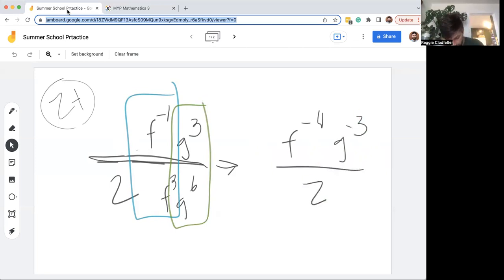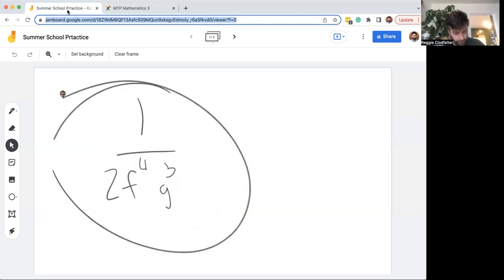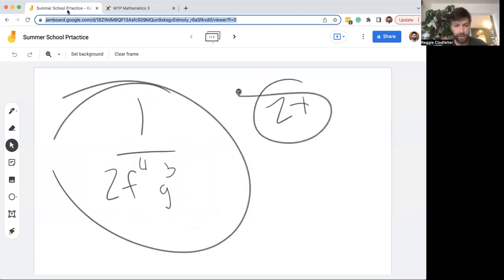I want no negative exponents, so I'll move those onto my denominator. And now, when there's nothing left on my numerator, that 1 that we disappeared in the beginning is going to come right back. So we're going to have 1 over 2 times f to the 4th, g to the 3rd, fully simplified. That's 2t. We've done the whole dang thing.